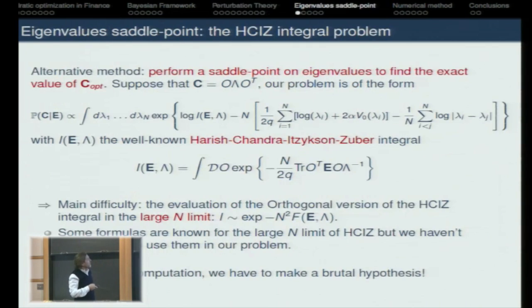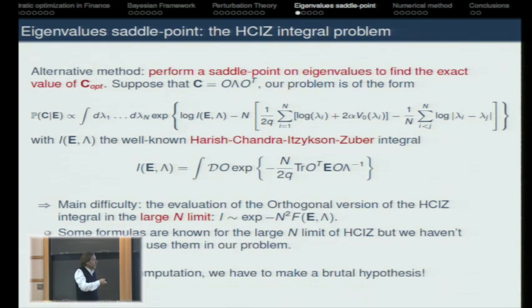Okay, but I have about 10 minutes, so I have to speed up a bit. I want to say that another technique that we can use to solve this problem is to do not a matrix saddle point, but an eigenvalue saddle point, which in this case would be exact. The problem with the eigenvalue saddle point is the problem with this term here. So remember, there was a coupling between C minus 1 and E.